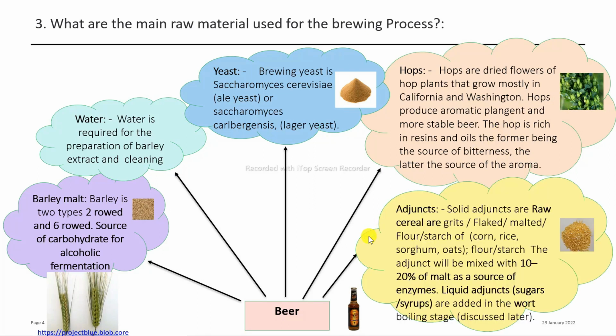And the last one is the adjuncts. That means external carbohydrate sources added along with the raw material, such as grits, flakes, malted flours, or starch powder from other cereal grains, that means corn, rice, sorghum, oats, etc., or liquid adjuncts like sugar syrups. The addition of adjuncts is to maintain the carbohydrate to protein ratio in order to get a clear final beer. These are the main raw materials required for the brewing process.